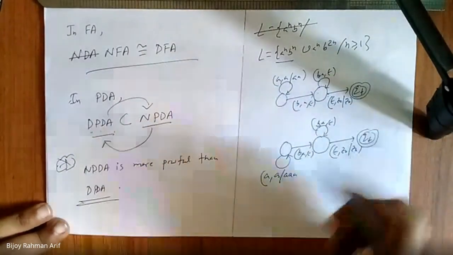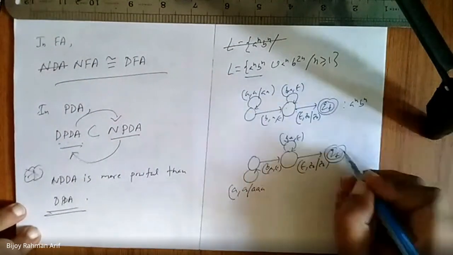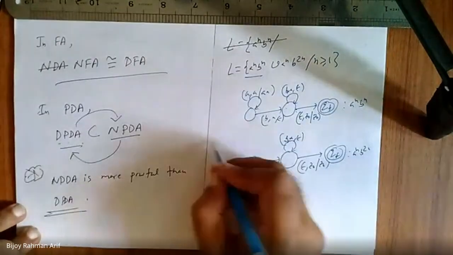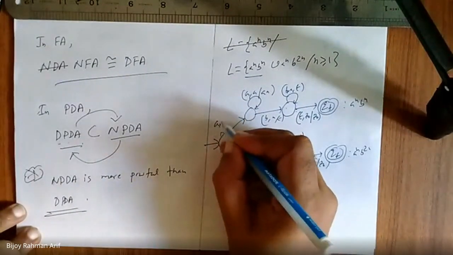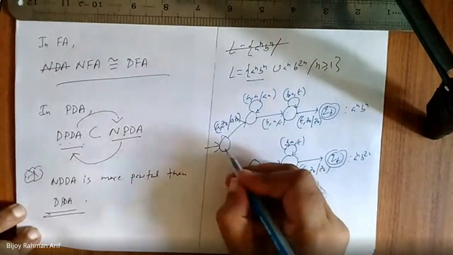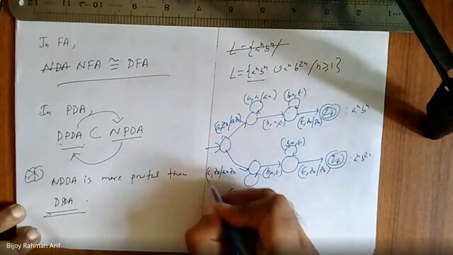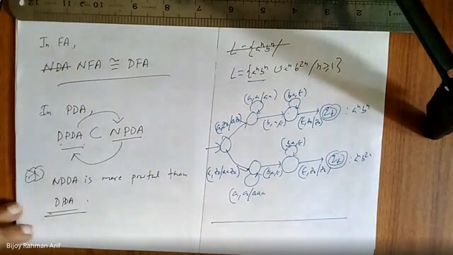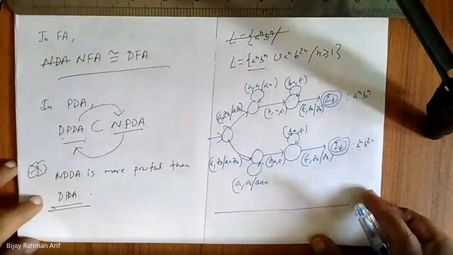So this is actually the first part, a^n b^n. This is nothing but a^n b^2n. Then create a start state, join this A comma Z naught, A comma Z naught, and A comma Z naught, A Z naught. Then this is the NPDA for this one. But we cannot find a deterministic PDA for this one. Only a non-deterministic PDA we can find for this.